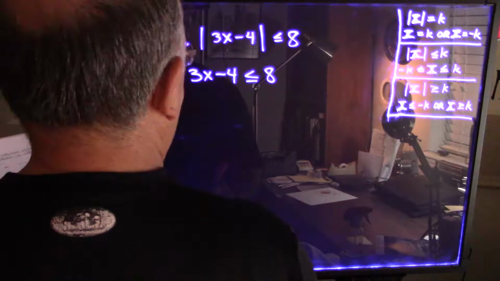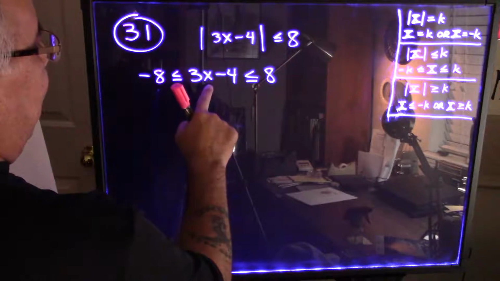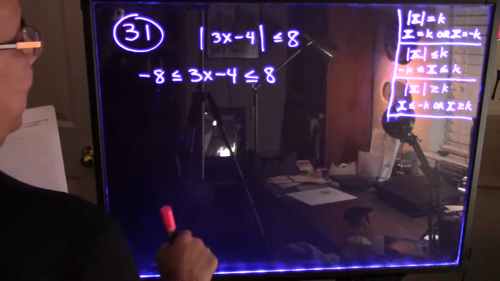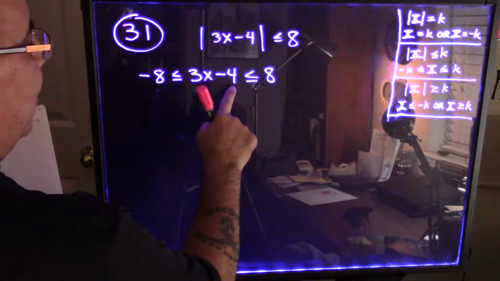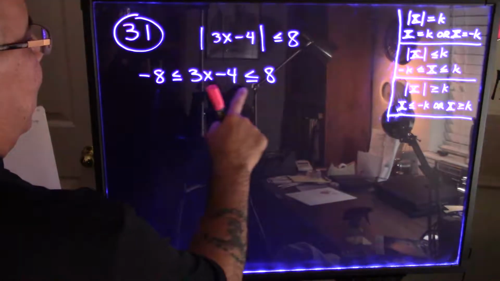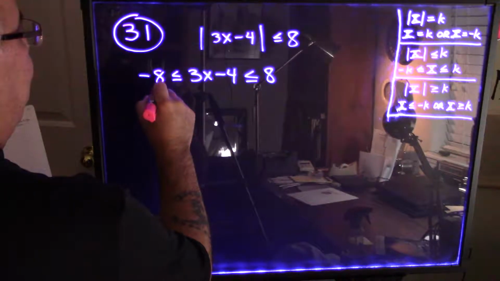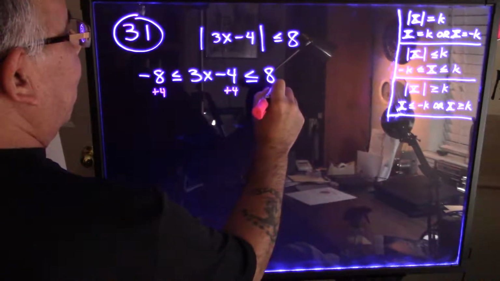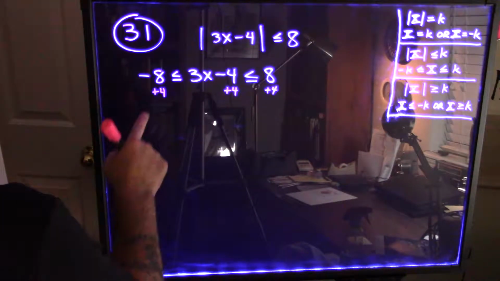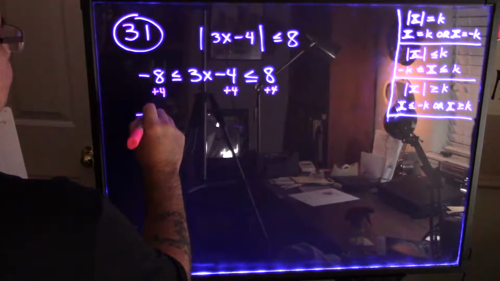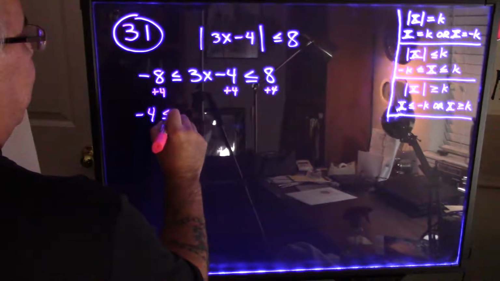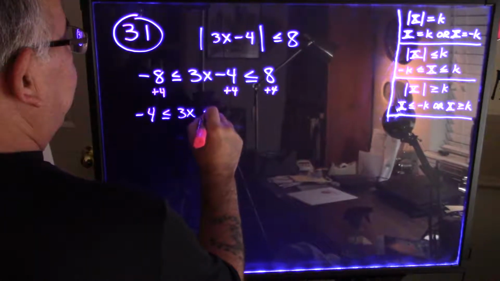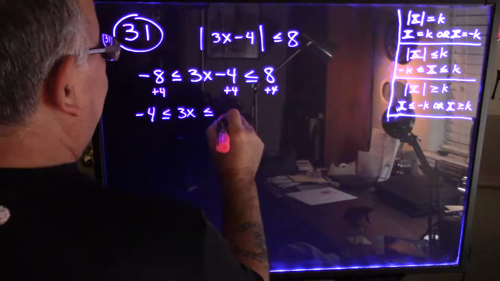Now we solve it all together. So first thing, you're going to try to isolate the x in that middle part right there. So you're going to first add 4 to everything. Add 4 to everything. So plus 4, plus 4, plus 4. So -8 plus 4 is -4. That's less than or equal to 3x, and then -4 plus 4 is 0, and then that's less than or equal to 8 plus 4 is 12.